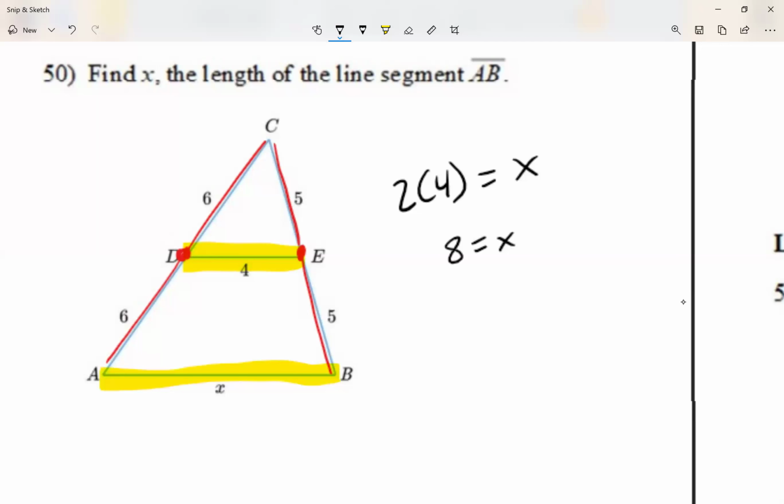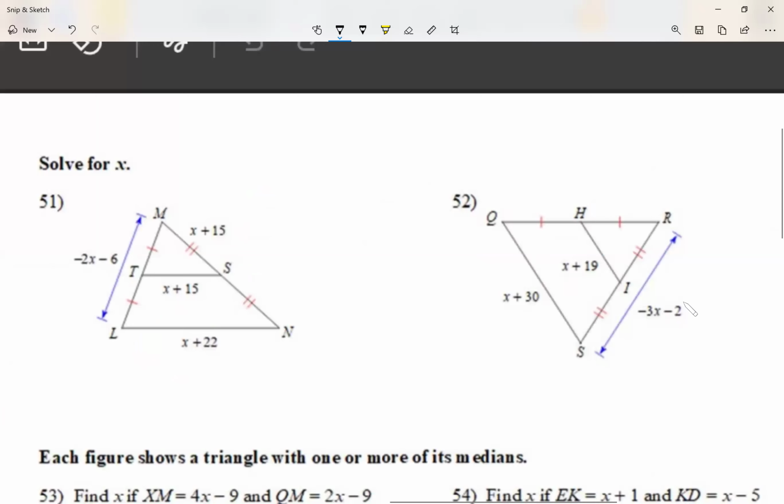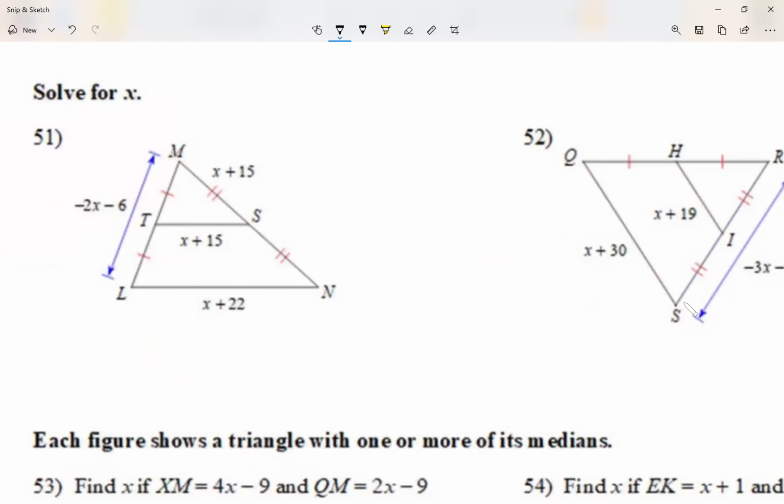I'm working up until 52, so let me flip my page. Let me go to 52 here. Now, this is going to be a little more interesting.